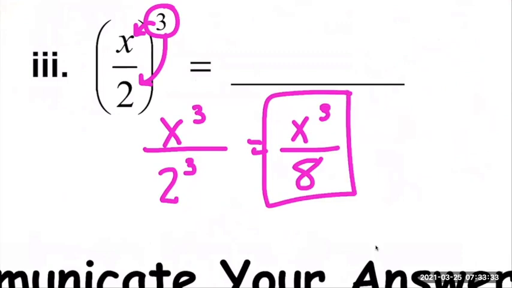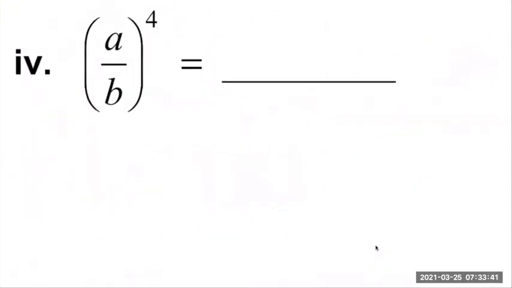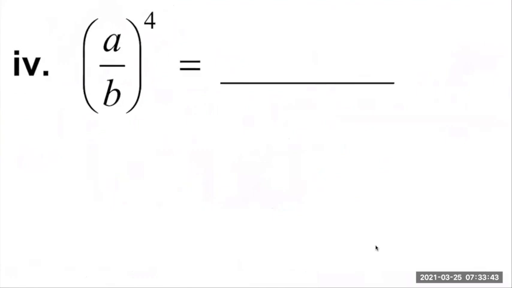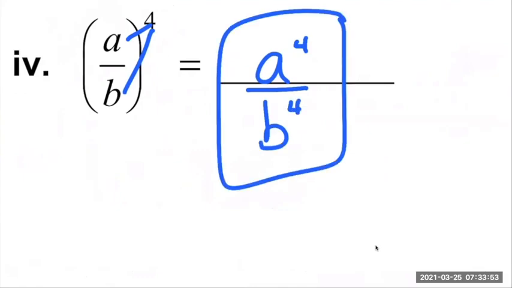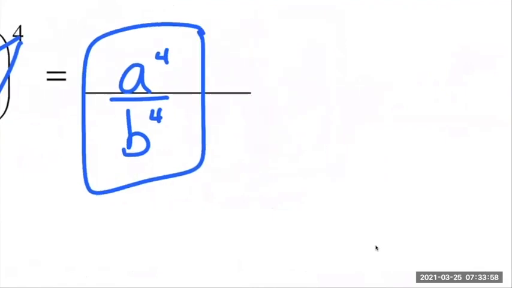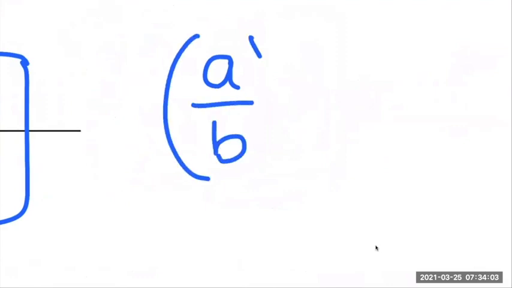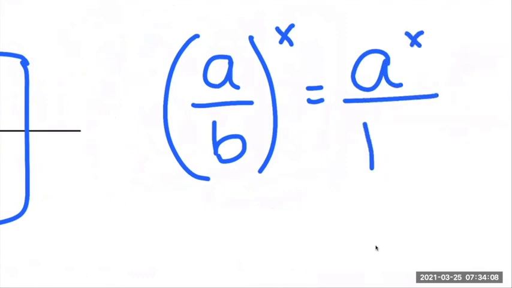You would have gotten x cubed over 8 as your answer because you can't do anything else with the x. All right, last one. Try this one. This one should be easy peasy. A to the 4th power over b to the 4th power. There you have it. So the general rule is if you have a over b and it's all taken to the power of x, it's the same thing as a to the x over b to the x.